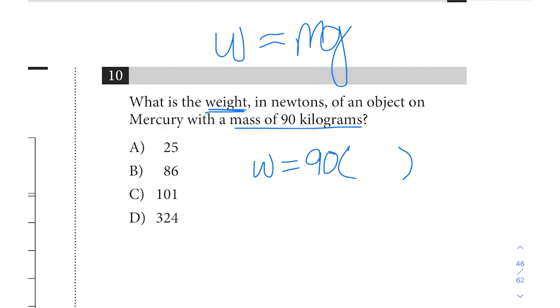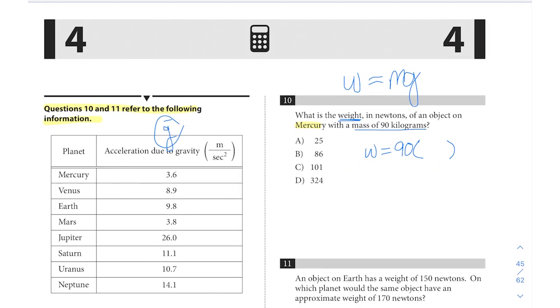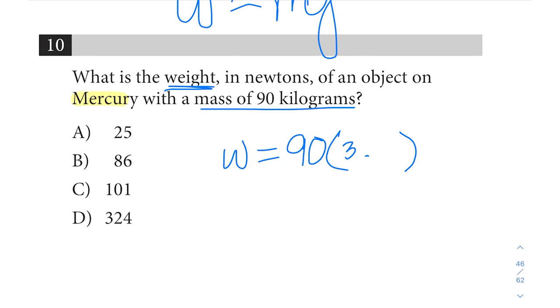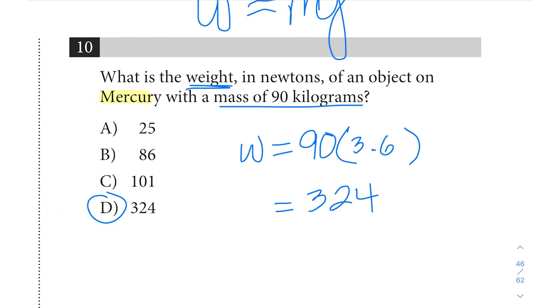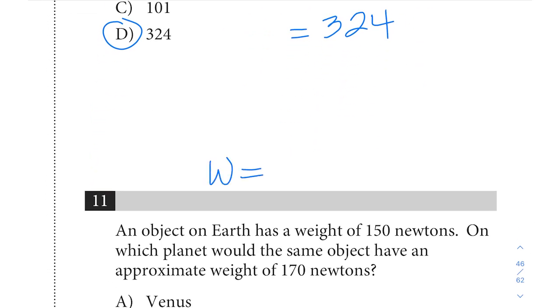Do they tell us a value of g in the question? No, they don't, but they do tell us we're talking about Mercury. So we can reference our table, and we can look at the value of g for Mercury in that table, which is 3.6. So here we will have 90 times 3.6, and from there, it's just a plug and chug. We plug in 3.6, we multiply it out. Again, it's a calculator section, so we can type that into a calculator as needed to get the exact value, which comes out to 324. Answer choice D on number 10. So 10 is pretty straightforward. 11 is going to be a touch trickier.